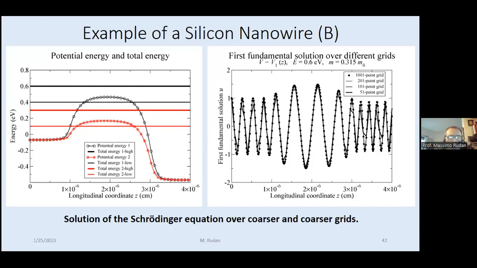The horizontal lines refer to the total energy of the electron. The figure on the right shows one of the two fundamental solutions of the Schrödinger equation. Of course, the Schrödinger equation has a solution that is oscillating, and the oscillations are coarser in the central part of the device because the potential energy is larger, so the kinetic energy is smaller.